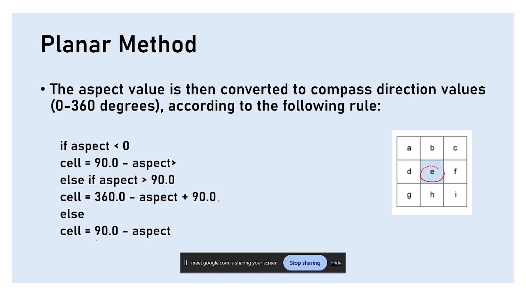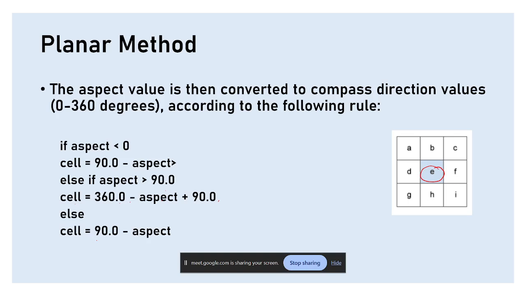This is what we have been trying to do since the beginning. We need to find a value for E. So for that we consider the change along the x and y directions, then we put that change value in the aspect equation, and you get a value. But that value can only be used when you convert it into a compass direction value, which is 0 to 360 degrees. This is something you can keep in mind.